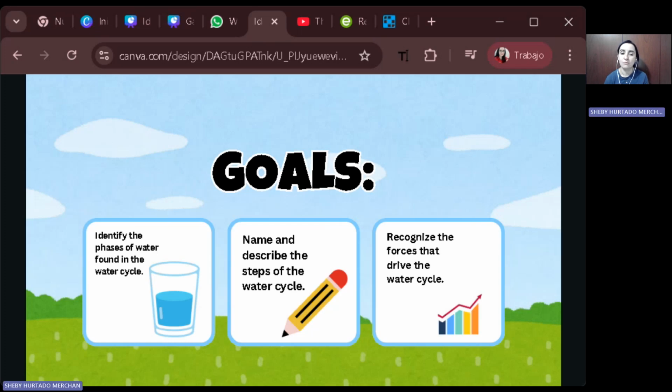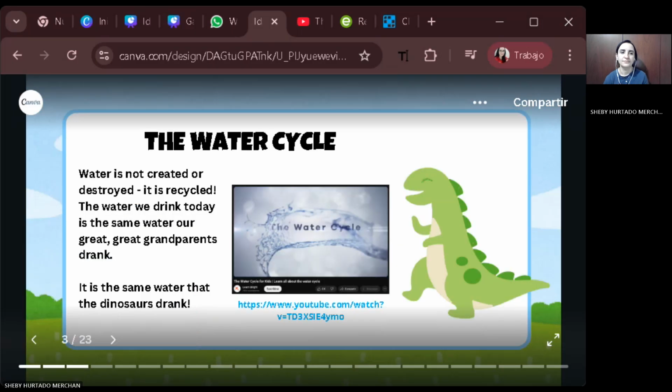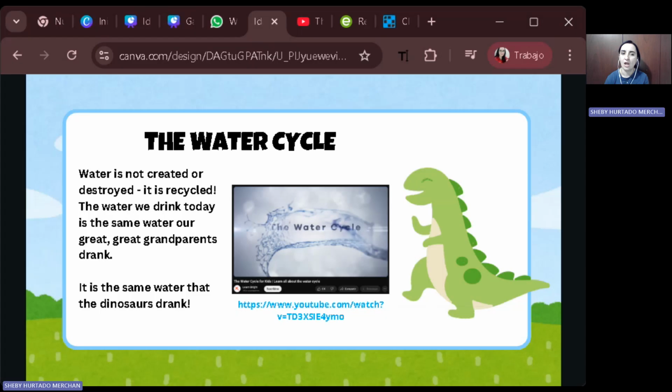Today you will observe water, measure it, and describe it using math vocabulary. We will also play games and create an infographic. Okay, let's watch a video that shows how water moves in nature. Pay attention to the changes you see. We'll talk about them after.